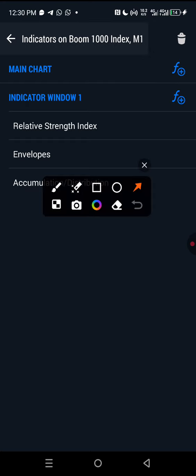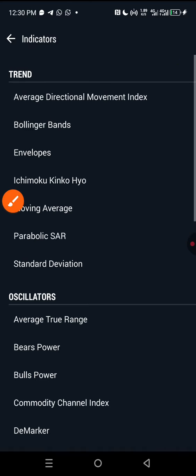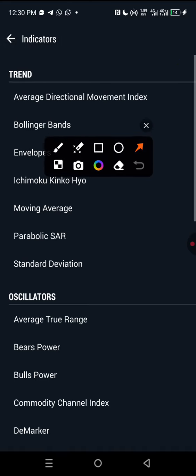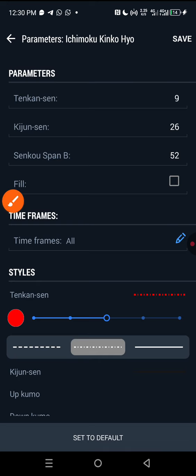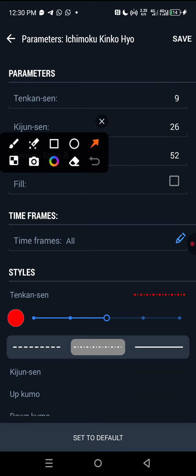Then the next thing to add, you go to the same indicator window and add Ichimoku Kinko Hyo. Look at Ichimoku Kinko Hyo here. Just tap on it. If you tap on it, you receive it on a default. Look at the default setting. All right, you have 9, 52, 26, 52.